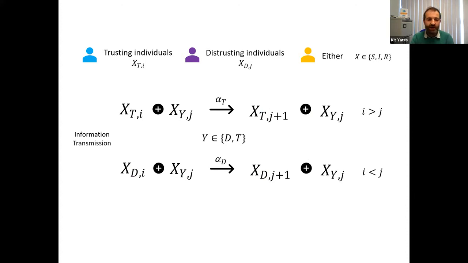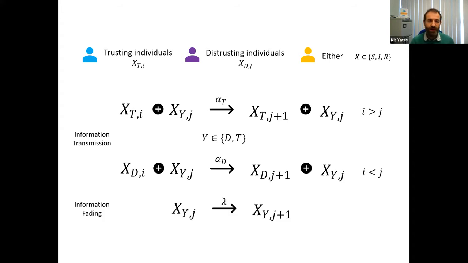To represent that using symbols, this top line here represents a trusting individual at information level I meeting another individual with better information level J. The individual, it doesn't matter what type they are, distrusting or trusting, is represented with a Y here. They meet with rate alpha T, and then the trusting individual takes on information level J, where J is less than I, but it degrades, so they go to level J plus one, and the other individual stays the same. And then this is the distrusting individual meeting someone with worse quality information than them, so J, where J is greater than I. They meet with rate alpha D, and the distrusting individual takes on the worse information at level J, and again, it degrades, so they go to level J plus one, and the original individual stays the same.